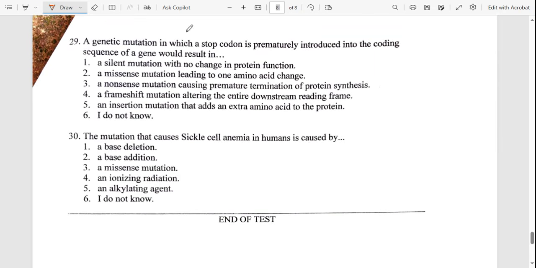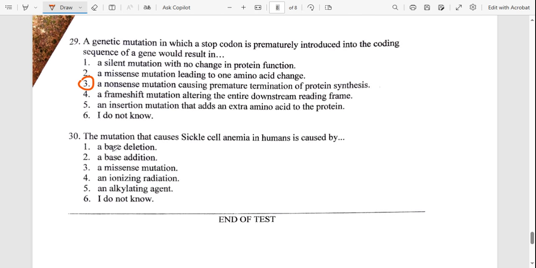Question 29. A genetic mutation in which a stop codon is prematurely introduced into the coding sequence of a gene would result in. When you have a stop codon being introduced, we call that, of course, a nonsense mutation, causing a premature termination of the protein chain.